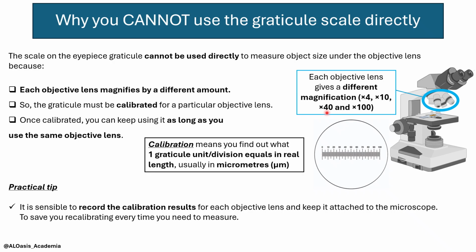A practical tip that will help you during your practical assessments: it is very sensible that you record the calibration results for each of the different objective lenses, each of the different magnifications. Just write them on a piece of paper and put them next to the microscope that you are using, and that will save you a lot of time instead of calibrating every single time you want to use the microscope.